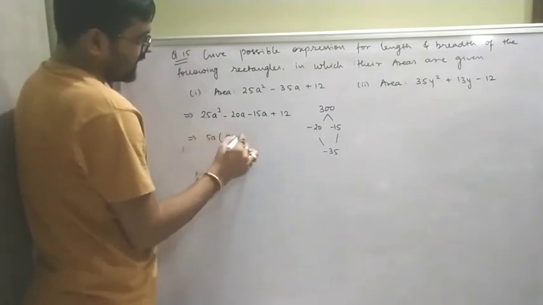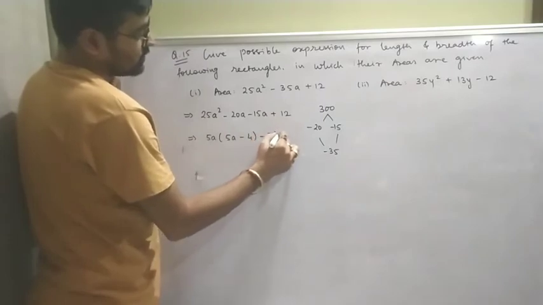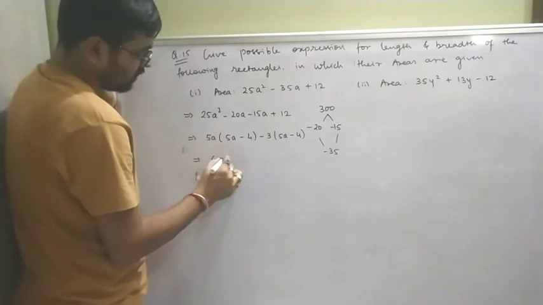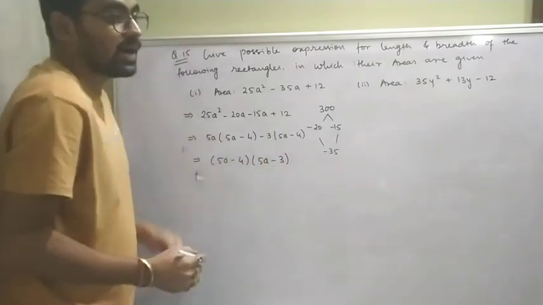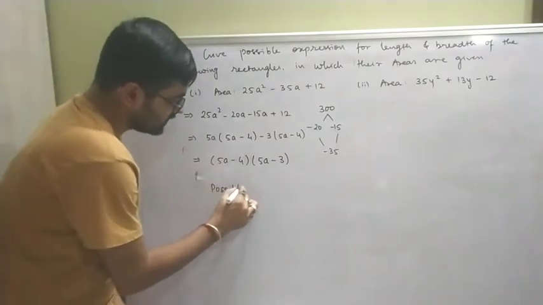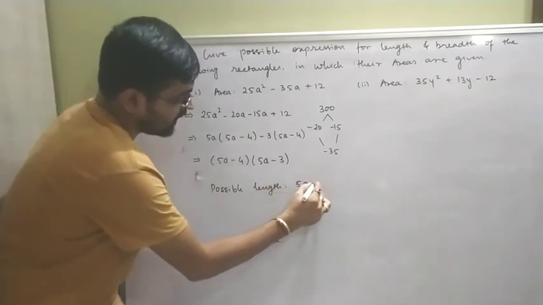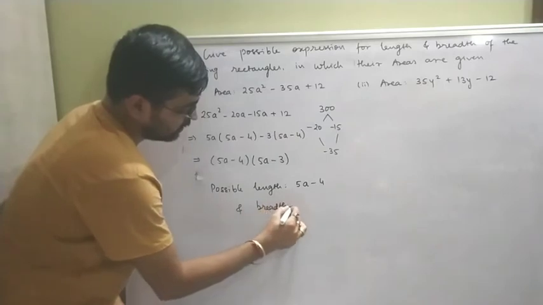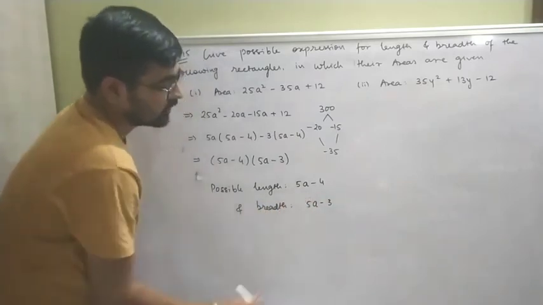यहाँ पे बचा 5a left, minus 4, minus 3 common. So again 5a minus 4. So I got two factors, 5a minus 4 into 5a minus 3. What we are looking at is possible length. तो वो हो सकती है 5a minus 4 and breadth 5a minus 3. This could be.